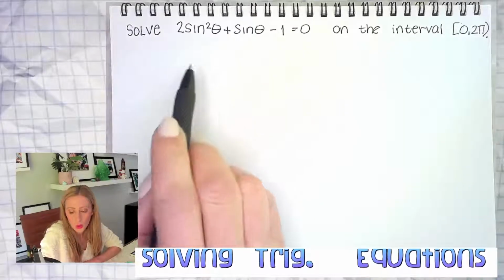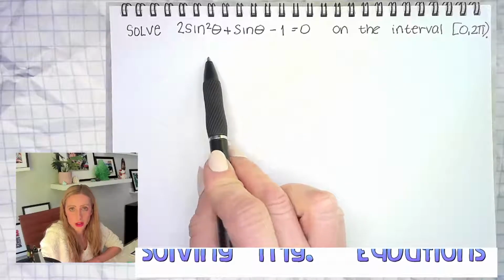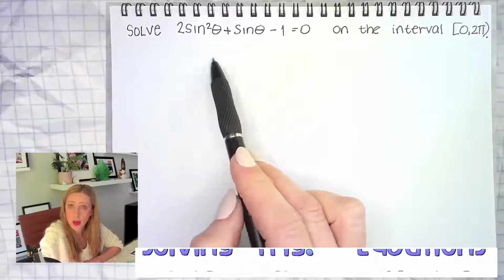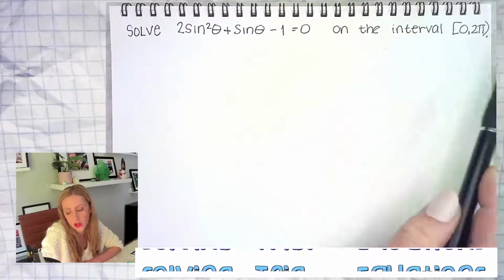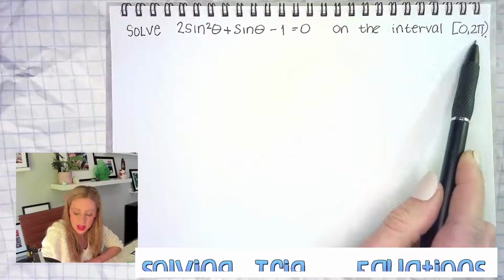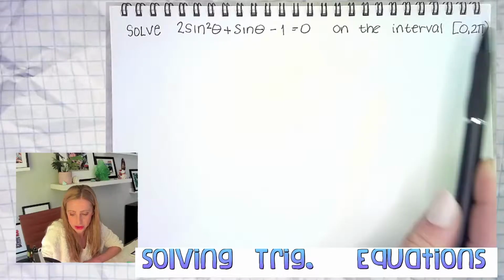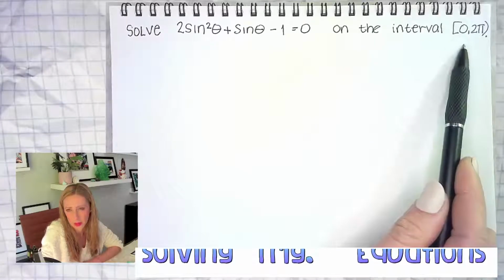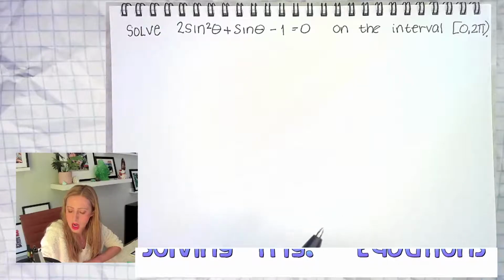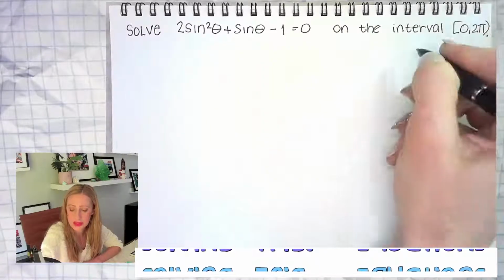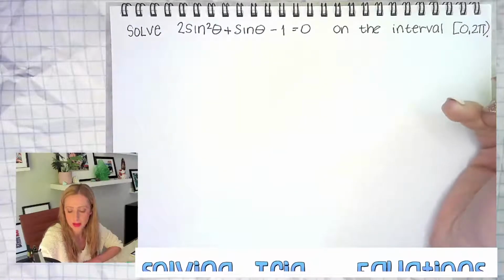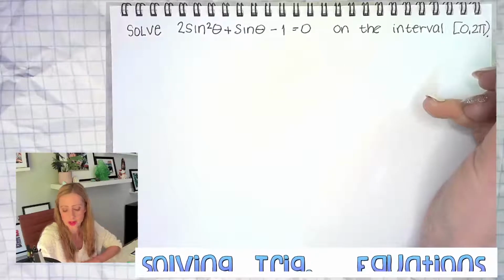Hey everyone, we are going to solve this trig equation right over here, and we're going to start off by solving it specifically on the interval from 0 to 2 pi. That is an indicator that we are to use radians for our answers. You shouldn't be using degrees when something like that's written. Also, since it says on an interval, we're going to have a finite number of solutions.